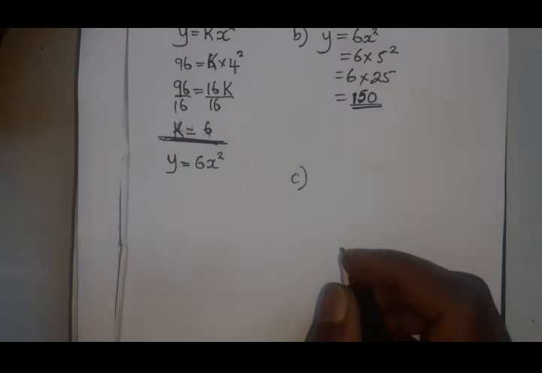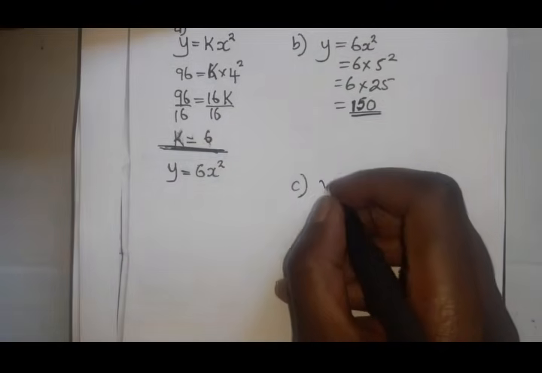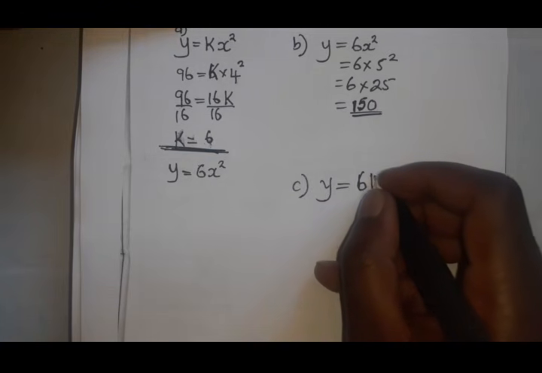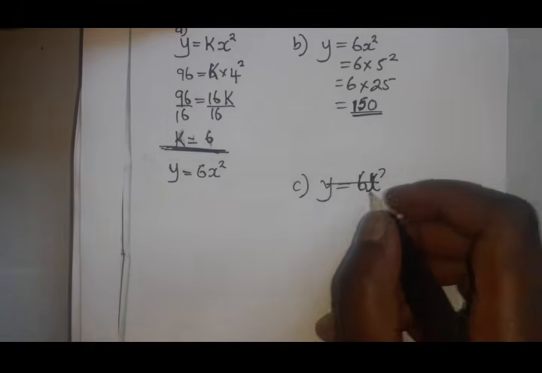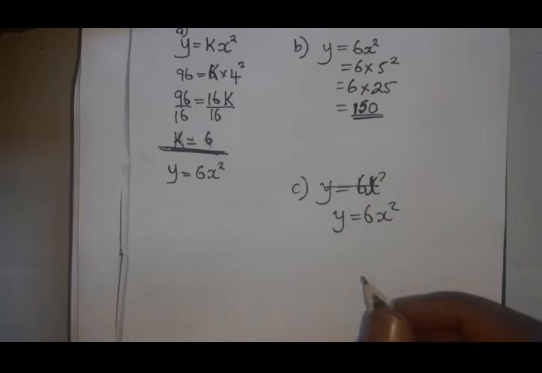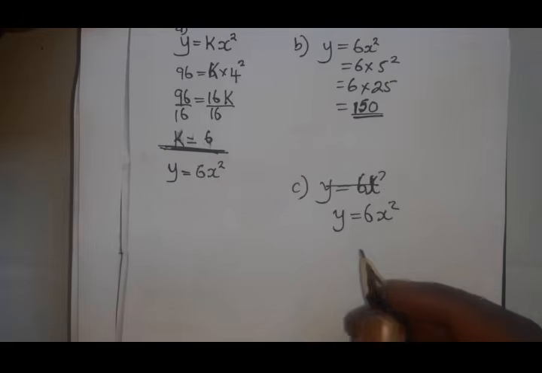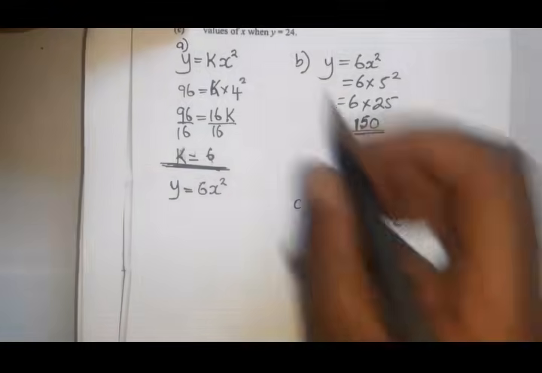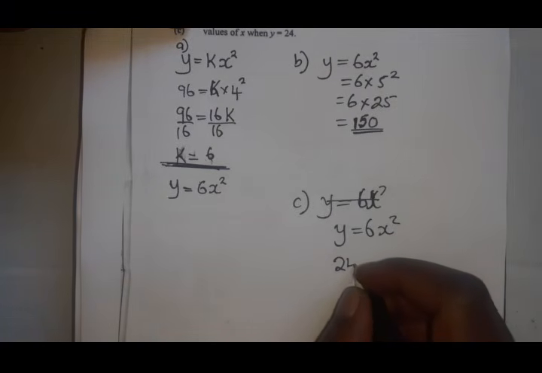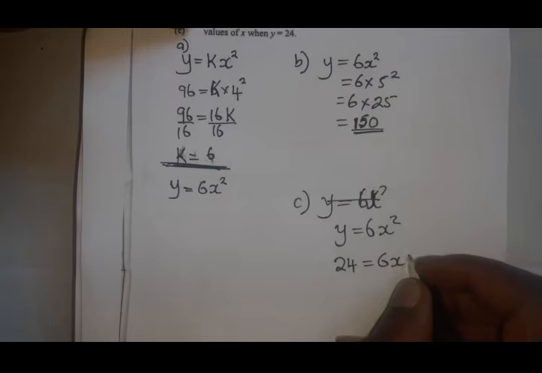Now we want to find the value of x. What is the value of x? Remember, 6x squared. We want to find the value of x. So to find the value of x, we are given that y is equals to 24. So here we have 24 is equals to 6x squared.